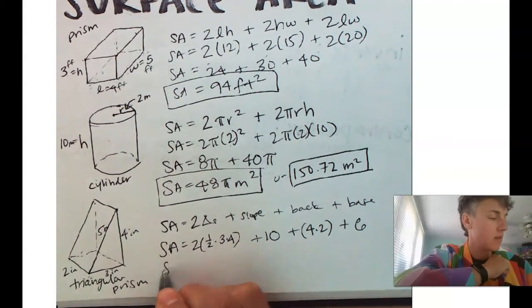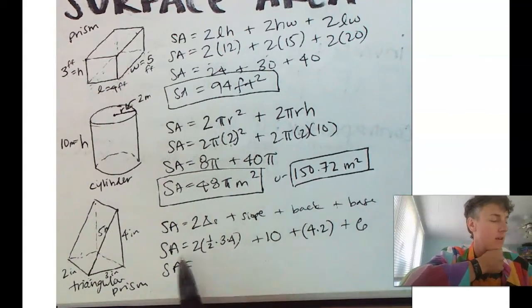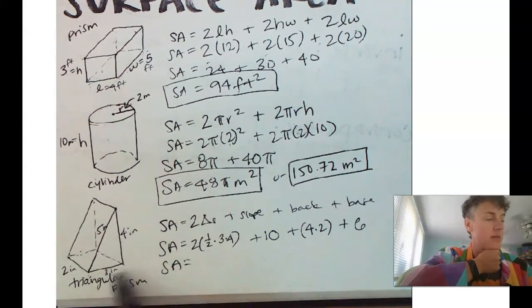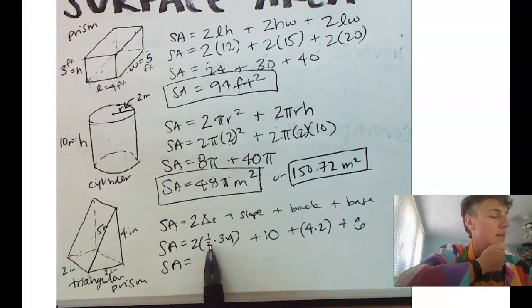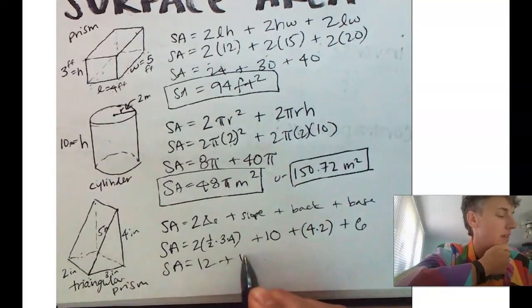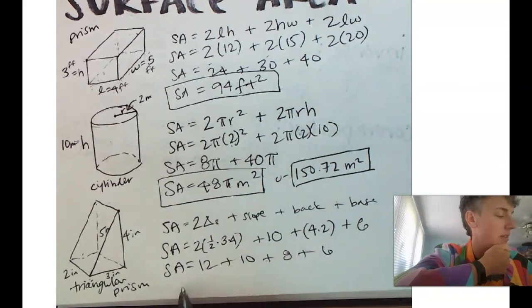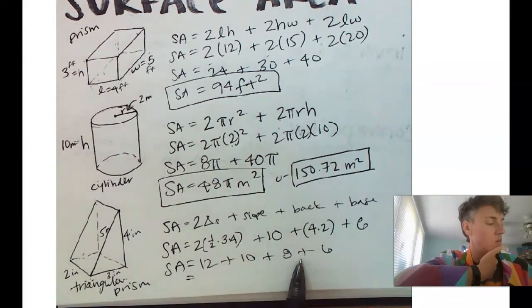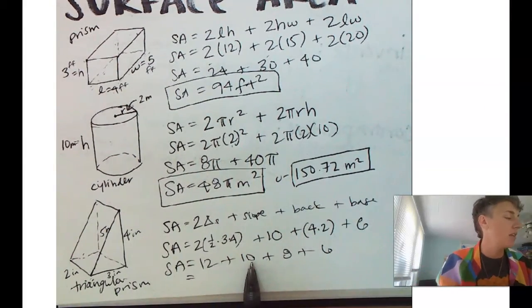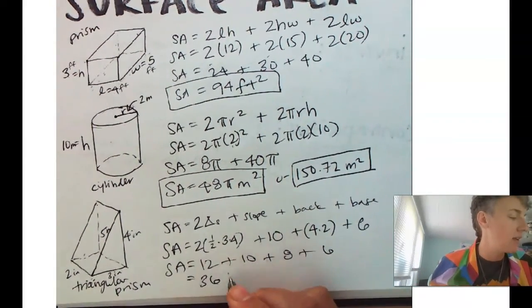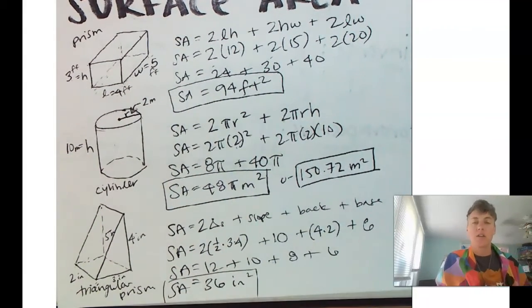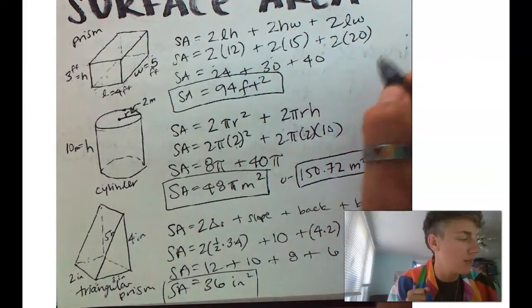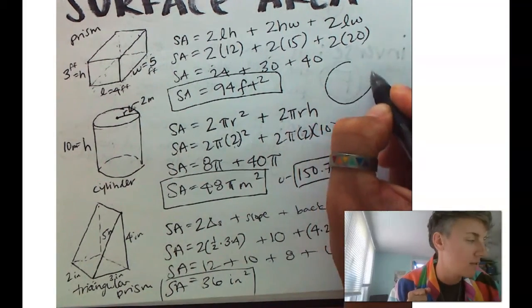Okay, so our surface area. 2 triangles. Those were 1/2 base times height, which were 1/2 times 3 times 4. So 2 times 1/2 is 1. So it's 12 plus 10 plus 8 plus 6 equals, 12 and 8 is 20, plus 10 is 30, plus 6 is 36. So 36 inches squared is the surface area of this entire triangular prism. Sweet. All right, the last one I'm going to squeeze in up here.